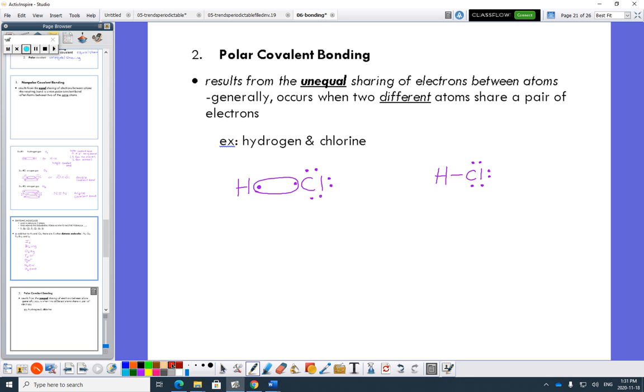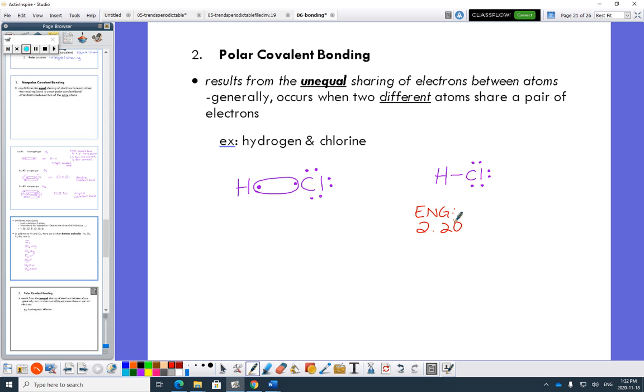But when you have two different atoms, you have to be careful. What you're going to do is look at their electronegativity values, which you never need to memorize. It's on the back of your periodic table, okay? So hydrogen, somebody tell me what hydrogen's value is, please. Beautiful, 2.20. So it's on the back down here.